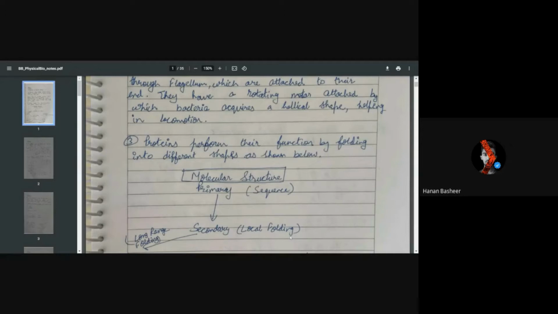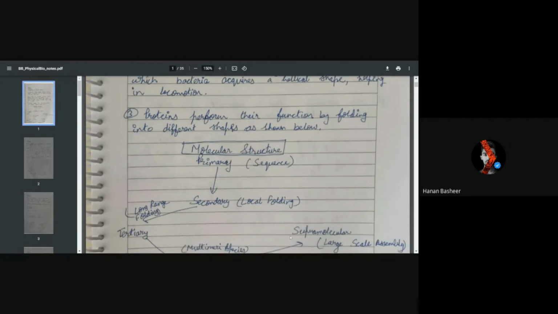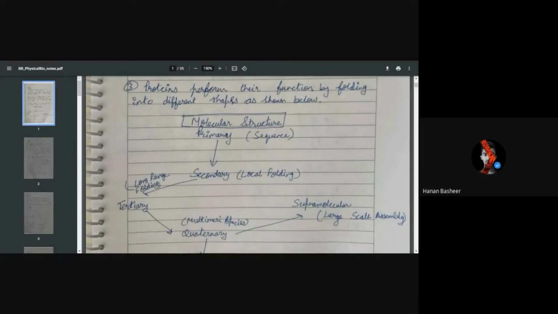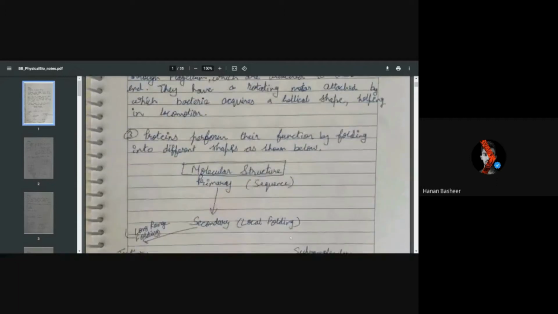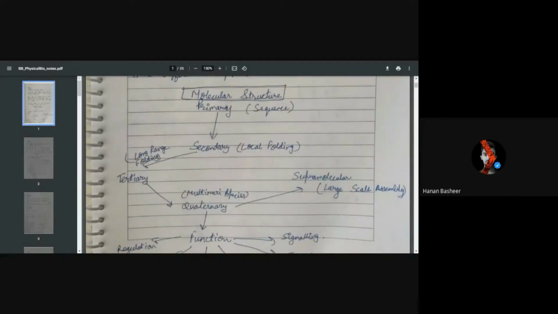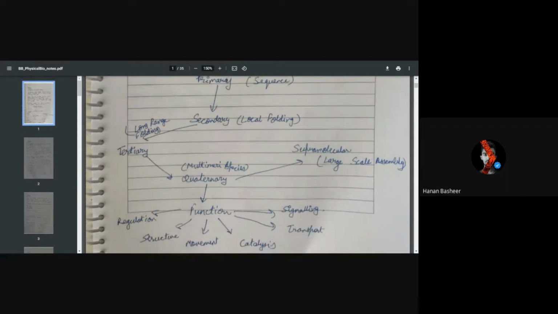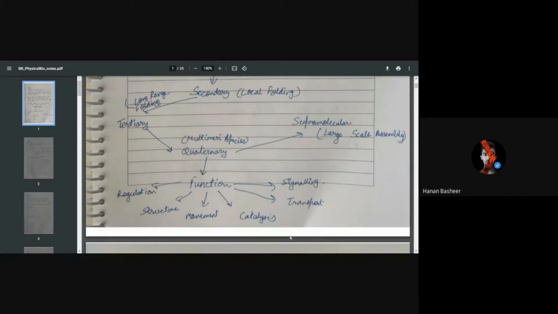The proteins perform their function by folding into different shapes. There are many shapes which they can fold into, so there are actually types of structures. The types are primary, secondary, tertiary, then quaternary, and there's a final one called supramolecular. Primary is the main protein. When it is locally folded, it becomes secondary. Then if it is further folded over a large range, it is tertiary. Later, if we are folding it over multiple layers, it is called quaternary. And then the supramolecular is the one where it is further folded on an even larger scale.